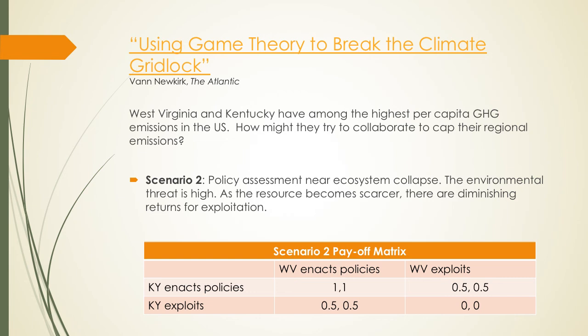Let's consider an alternate scenario. Suppose the two states are near ecosystem collapse. In this scenario, the environmental threat is high. Moreover, as resources become scarcer, there are diminishing returns for exploitation. In this scenario, if West Virginia enacts protective policies, Kentucky benefits by also enacting protective policies.